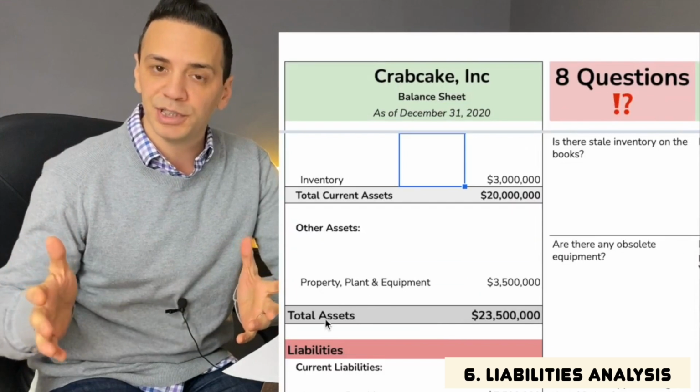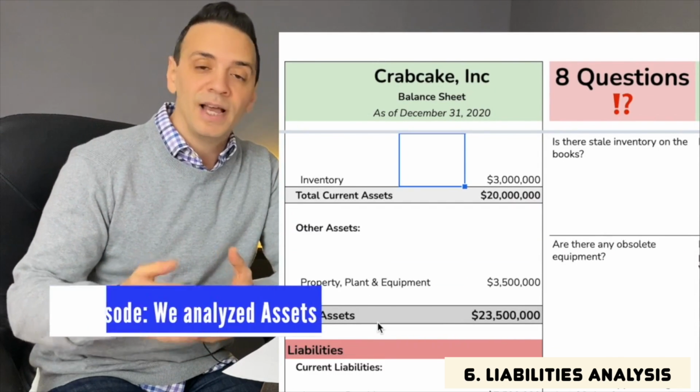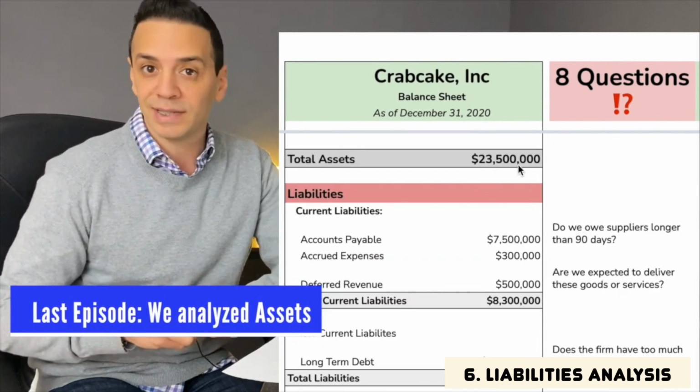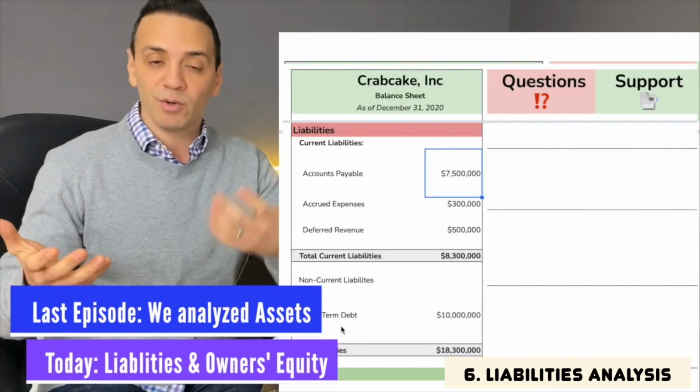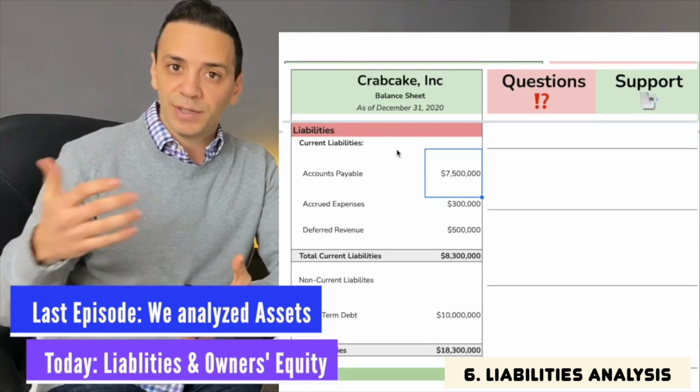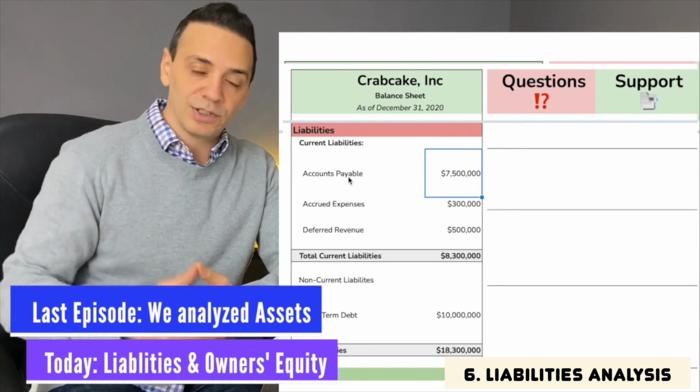In the previous episode, I showed you how to analyze the company's balance sheet by looking at the company's assets section and asking 4 key questions about its assets. In today's video, we'll be doing the same thing, but for the liabilities and owner's equity. And so if you haven't seen last week's episode, you can watch it after watching today's video.